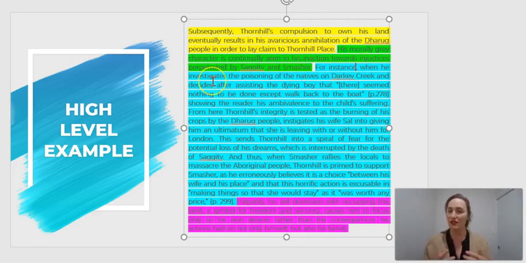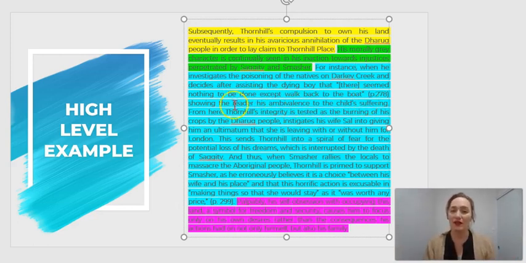So, for instance, when he investigates the poisoning of the natives on Darky Creek and decides after assisting the dying boy that there seemed nothing to be done except walk back to the boat, showing the reader his ambivalence to the child's suffering. So he is showing that he is morally kind of in a conundrum because he feels bad but not enough to actually do anything. So he's kind of contradictory because he does help the boy, gives him some water, then goes, oh, you're dying. Yeah, well, that's all I could do. See you later. I won't tell anyone about it.